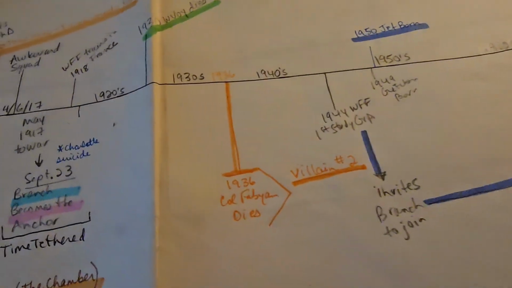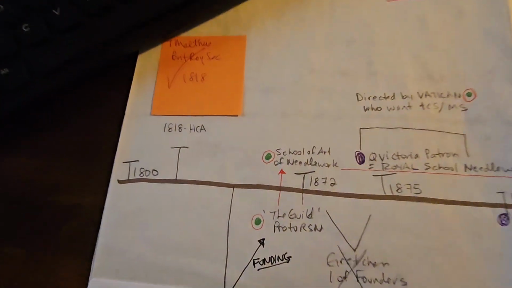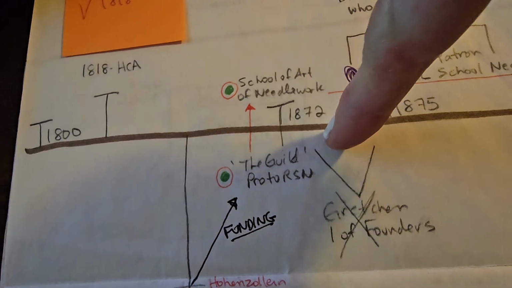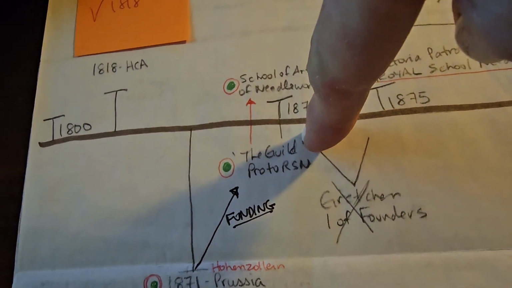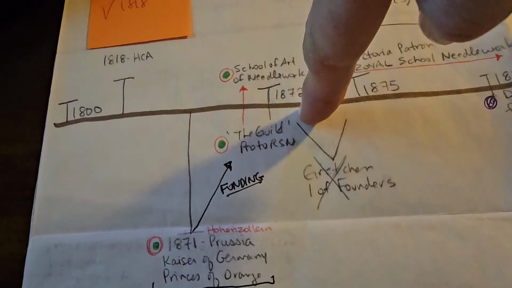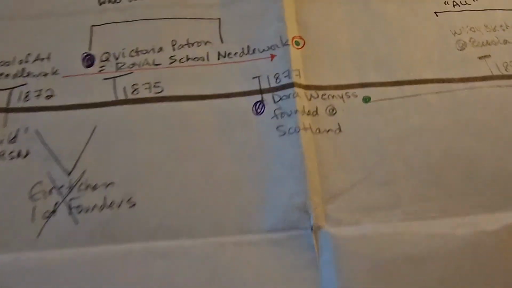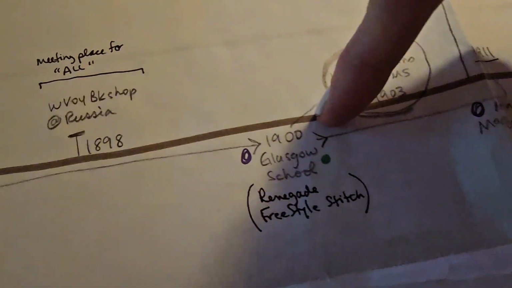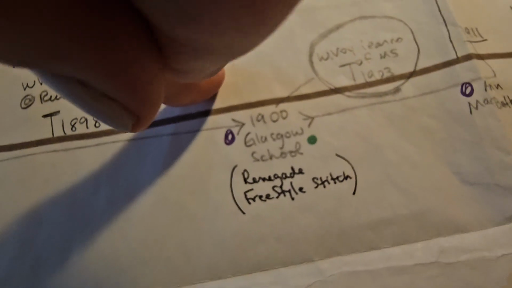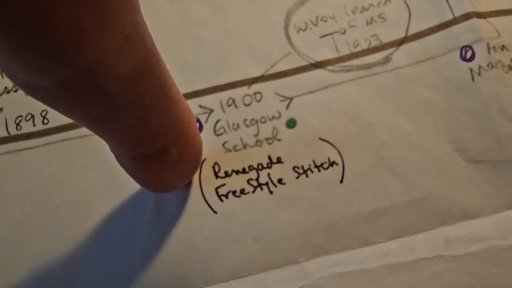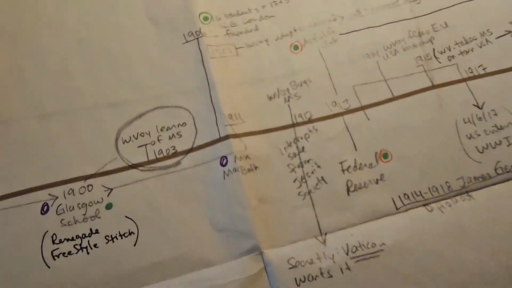So as you move forward in your story, you're starting to weave those elements together. As a second quick example, let's jump over here to 1872. In 1872, the School of Art of Needlework was founded, but I've noted the Guild is a proto-Royal School of Needlework. That's fiction. So I'm taking a real foundation organization and I'm hanging on it what I need in order for my story to work. I have many, many examples of that as I move along my timeline. I'm taking the actual event. Here we have in 1900 the Glasgow School, which was a school that taught freeform embroidery. But I've made my own note that they were renegade in freestyle stitching. That's my world, but the real world is still the framework on which I hang the story.